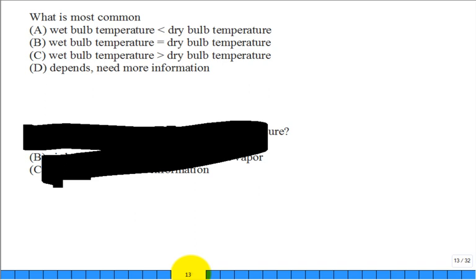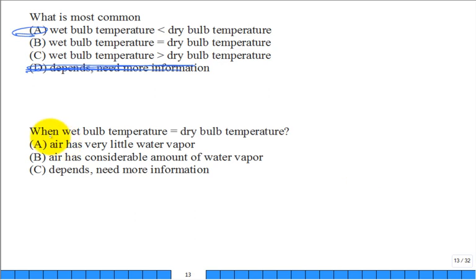What is more common? The wet bulb is less than the dry bulb. The wet bulb is equal to the dry bulb. The wet bulb is greater than the dry bulb. Or... A. The wet bulb is less, because we don't typically have saturated air.